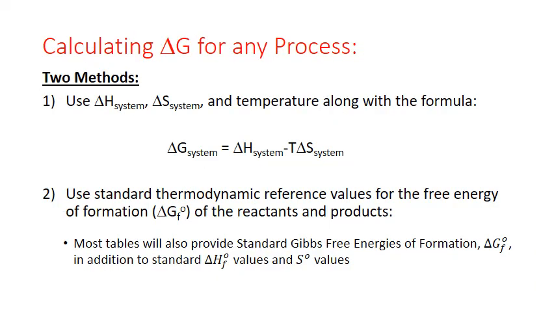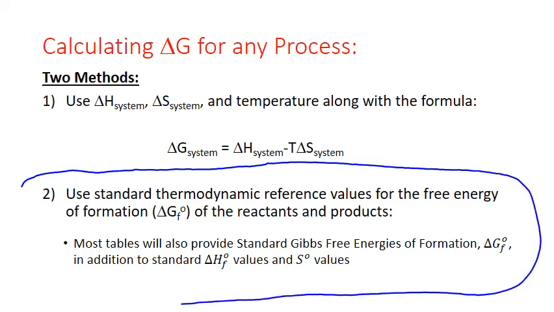While method 1 of calculating Gibbs free energy change illustrates more clearly the balance between enthalpy and entropy changes, as well as the effect of temperature on spontaneity, method 2 can usually be done more quickly if you have a table of standard thermodynamic reference values. This is because most of these tables provide a third column of reference values. So in addition to the standard enthalpy of formation, delta H, and the absolute entropy, S, the third column is usually the standard Gibbs free energy of formation, or delta G with a subscript f.